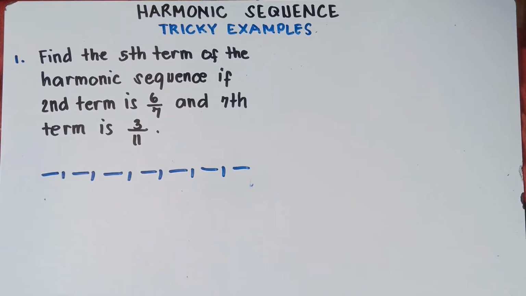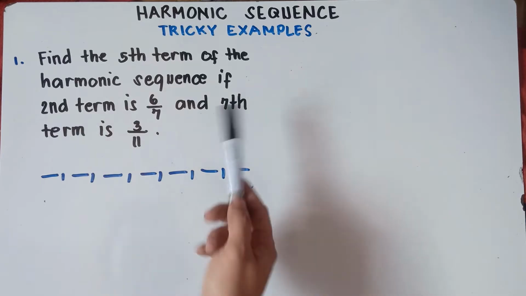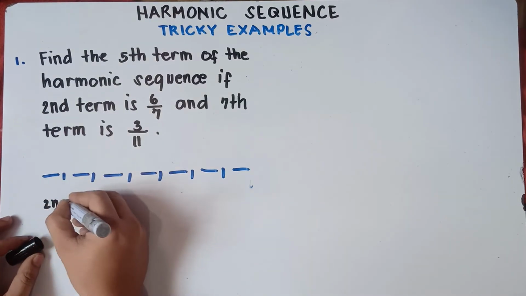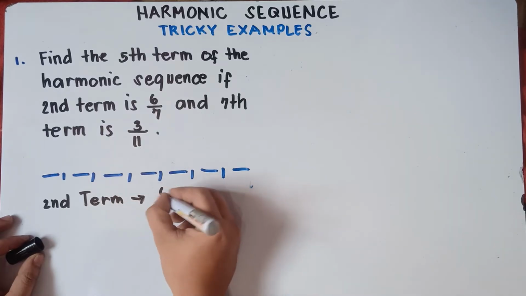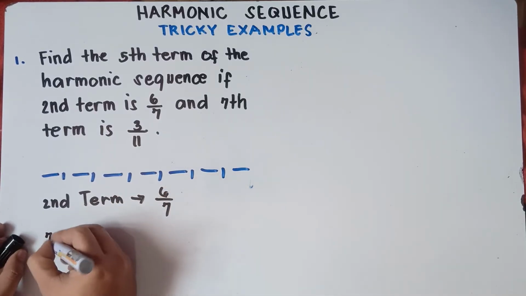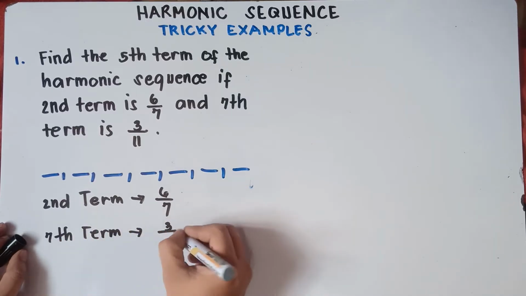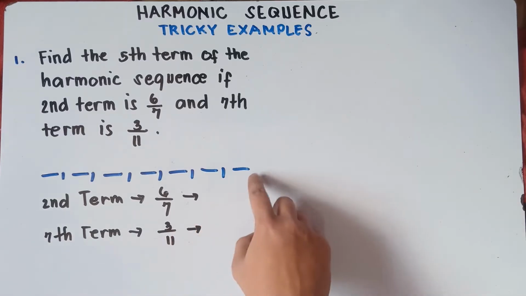Alright, and the next step, class, is we need to convert this harmonic sequence into an arithmetic sequence. Do not forget, class, that the harmonic sequence is the reciprocal of the arithmetic sequence. So the given second term is 6/7, and the seventh term will be 3/11. Now we convert this into an arithmetic sequence.